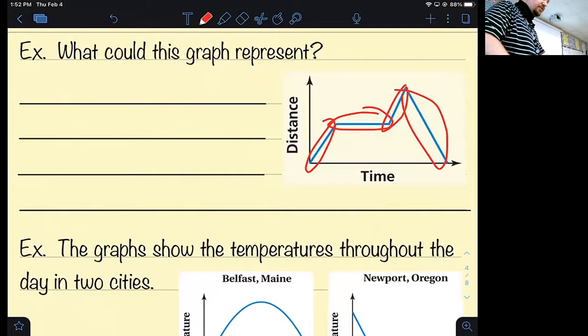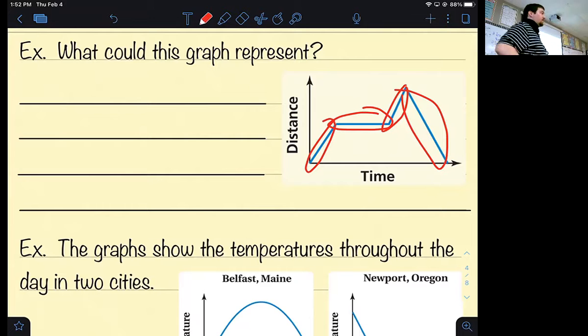And so whatever your story is, it has to have a part where you are moving or not moving. So there's a part where you stay put for a little bit. And then your distance is going to increase again. And then ultimately you're going to return back to your starting destination. So take 2 minutes and jot down a story or scenario that goes along with that graph.